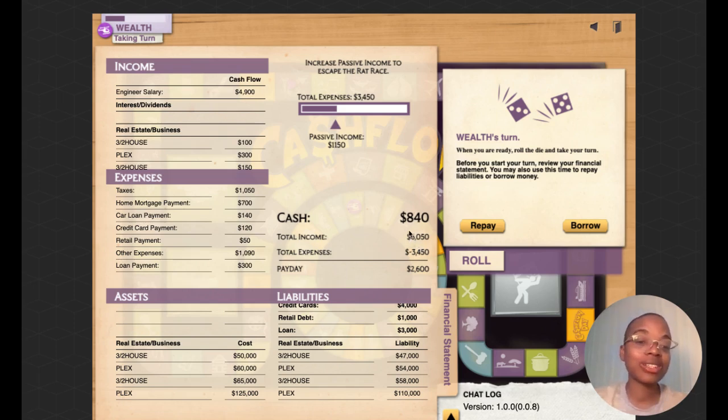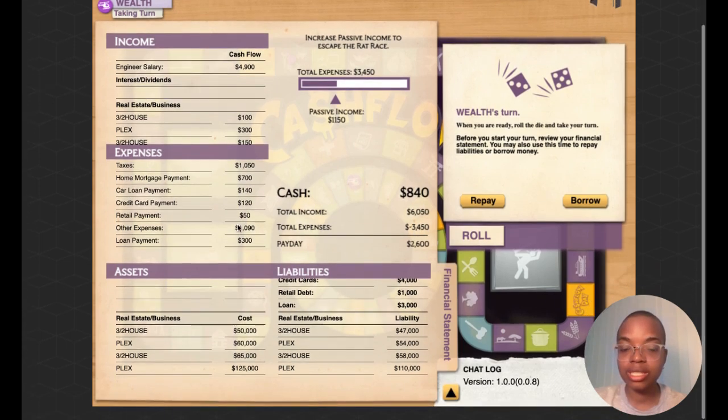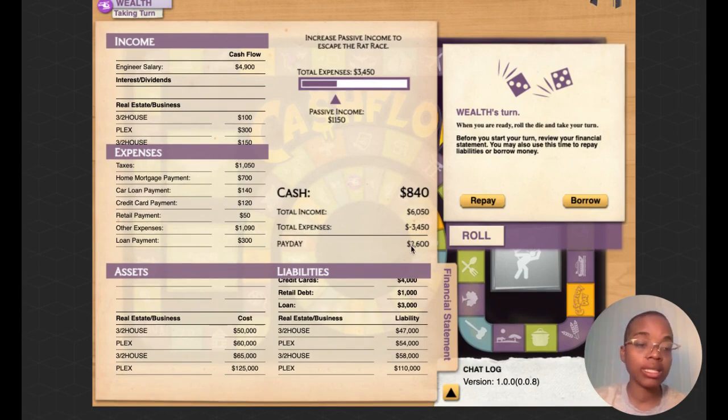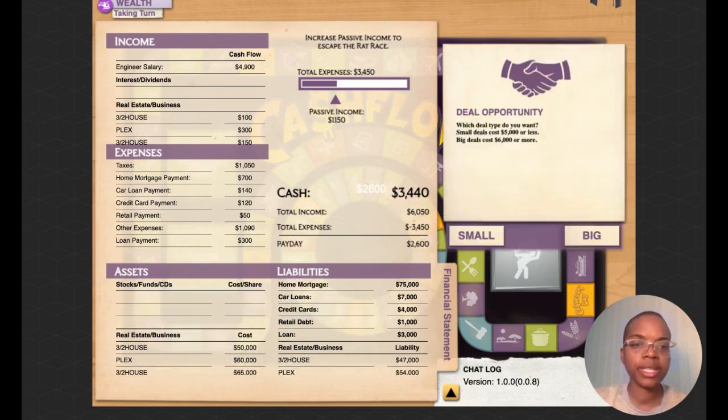So my total income is just over 6,000, and then my total expenses is 3,450. Right? Got taxes. I still got some of these loan payments that I'm paying. So I've increased my payday since I started the game. I believe my payday was at 1,750 at the beginning of the game, and now I'm at 2,600. So it's a good $850 boost, I believe. I'm not doing too bad, right? Just got some more cash on me.